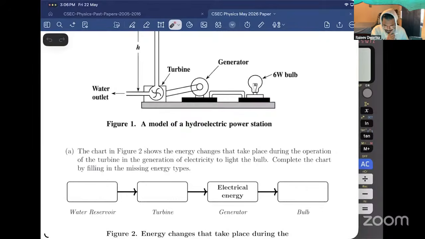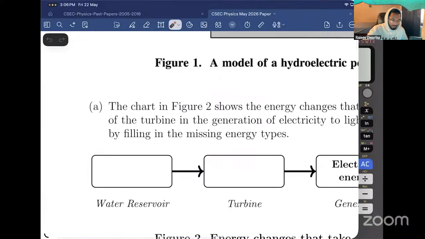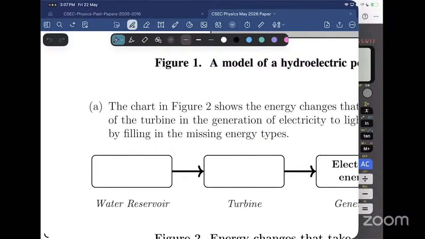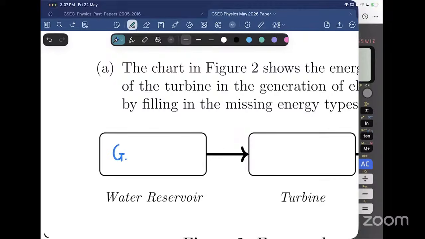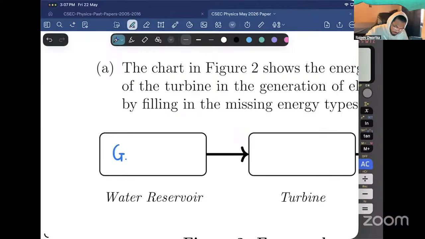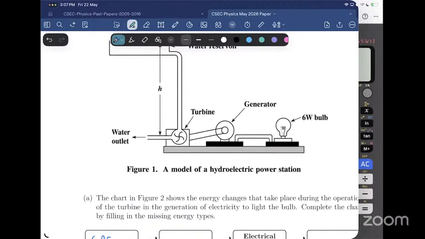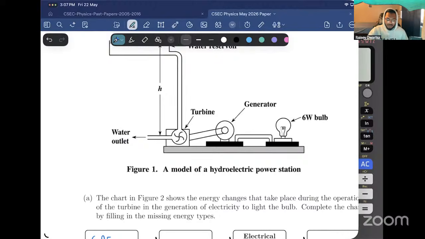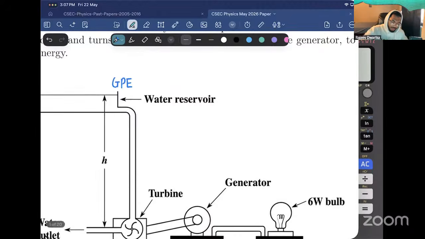The chart in figure 2 shows the energy changes. So in the water reservoir, it's some distance from the ground, so it's going to have what kind of energy? Potential. Not just potential energy. You have to say what? Gravitational. Right, that's going to have gravitational potential energy, GPE. The turbine is going to be moving. Kinetic energy. Right. So over here, the water has gravitational potential energy.